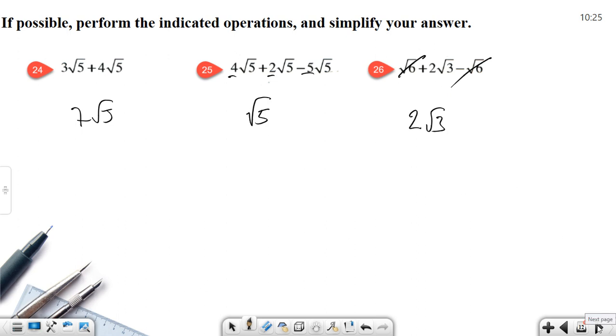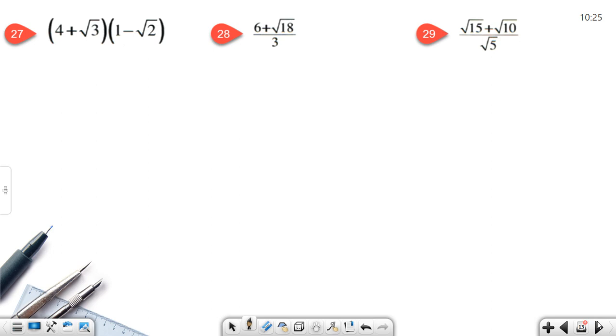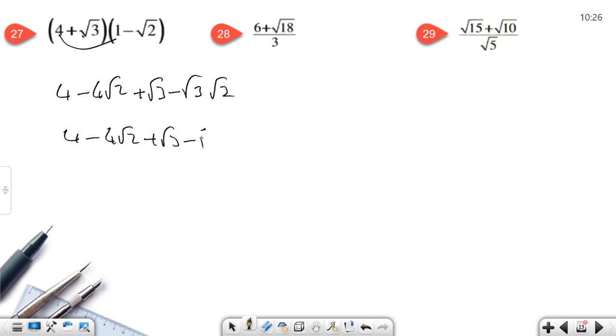Okay, let's continue. A few examples here. That will be the end of the video. We use the distributive property. 4 times 1 is 4. 4 times minus square root of 3, minus 4 square root of 2. Square root of 3 multiplied by 1, plus square root of 3 minus square root of 3 multiplied by square root of 2. That's going to be 4 minus 4 square root of 2 plus square root of 3 minus square root of 6. They didn't cancel each other. I cannot simplify that one actually.